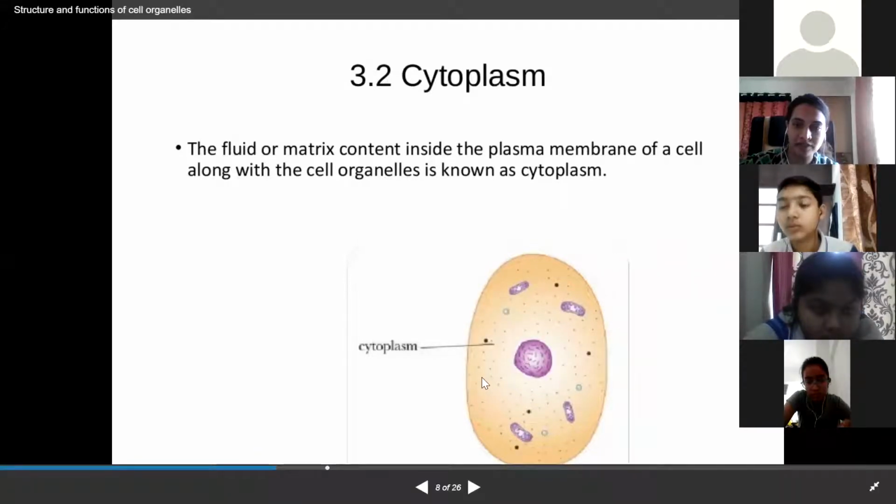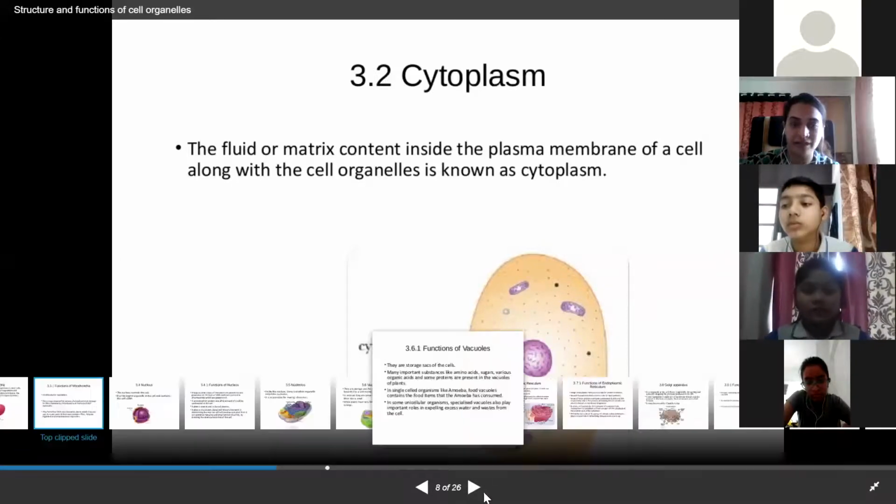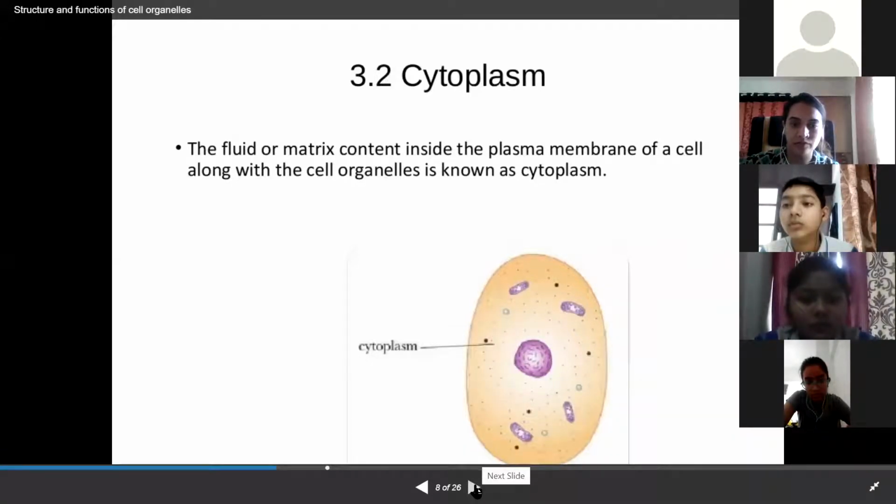So you have cytoplasm and you have nucleoplasm, and both together, that is the cytoplasm along with the nucleoplasm, make the protoplasm. So you know what the protoplasm is? The cytoplasm plus the nucleoplasm.